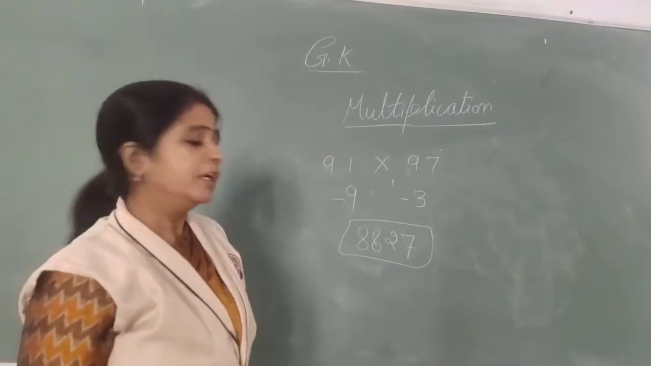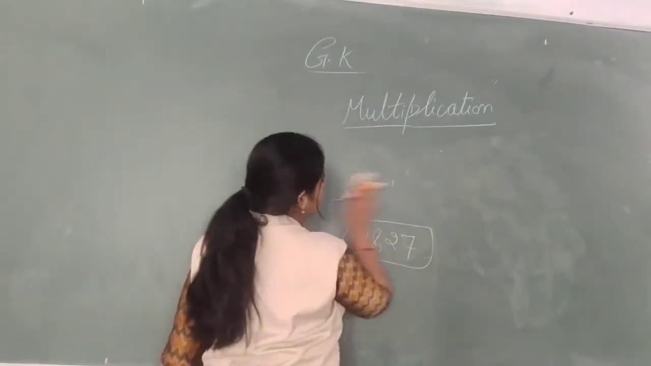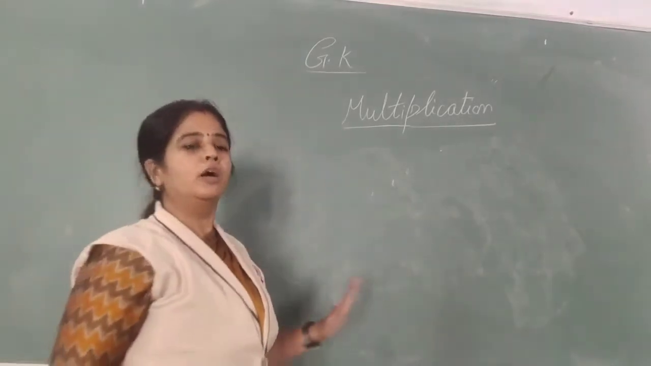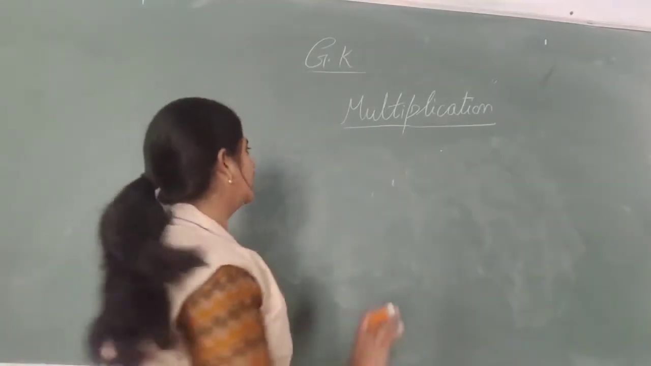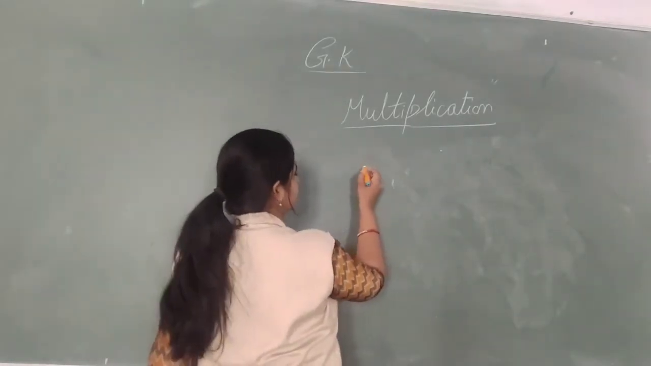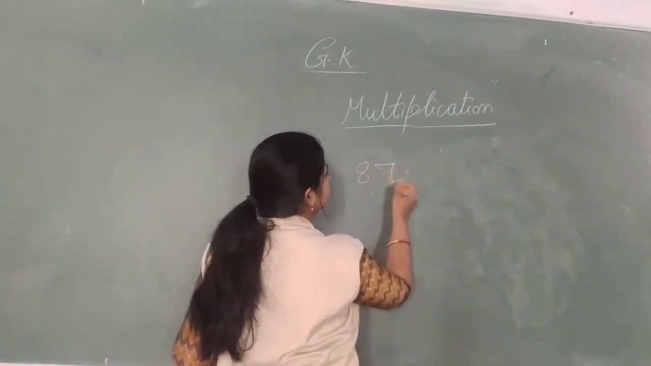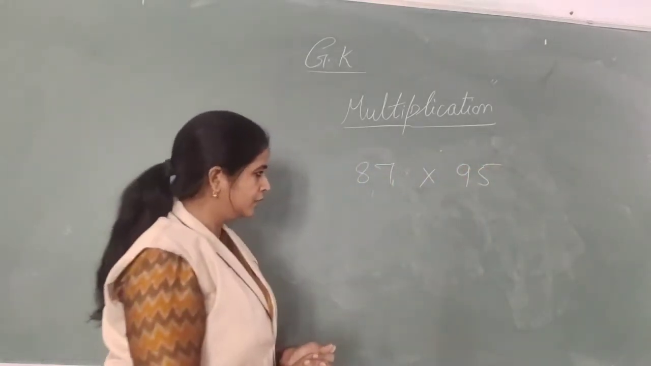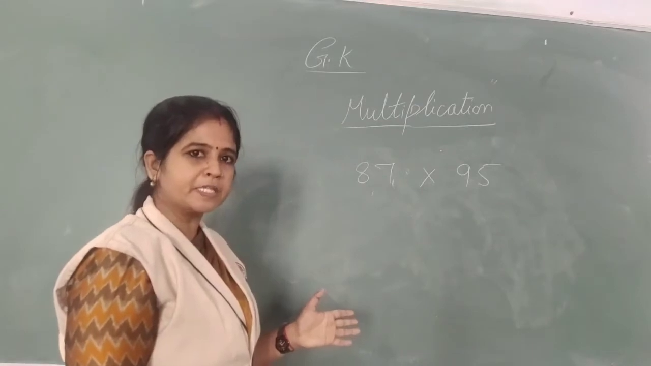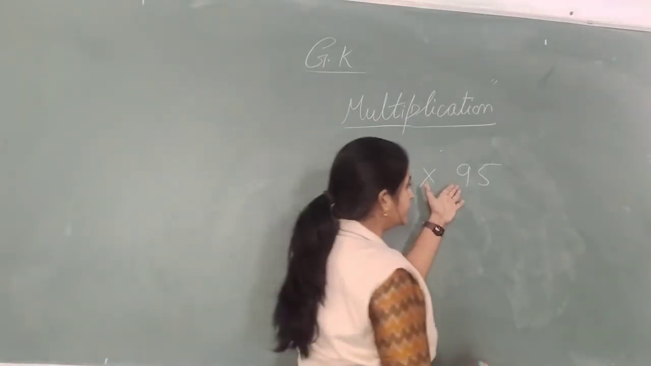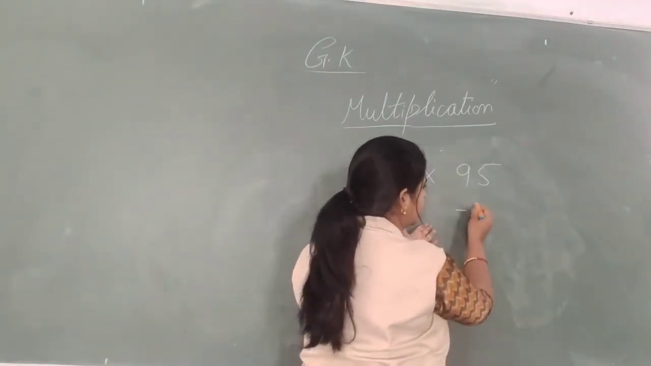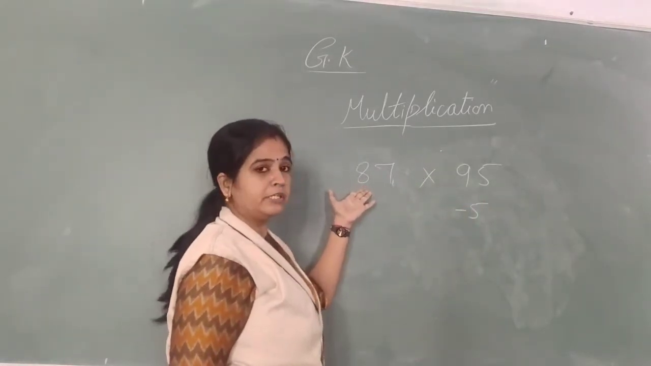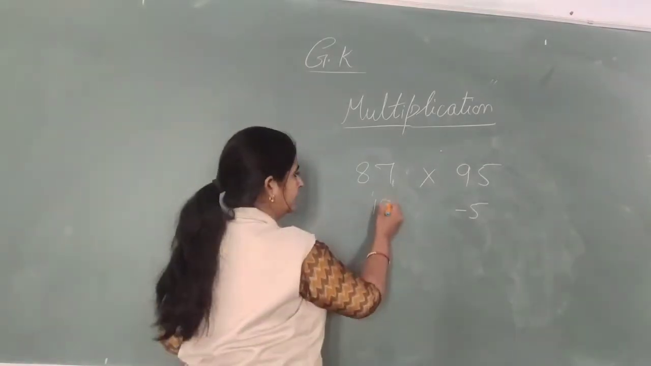Okay. Now take some complex numbers to solve so that you can be clear that on all the numbers you can apply this method. I am taking 87 multiplied by 95. Okay, first step, the same step is there. Subtract 95 from 100, you will get minus 5. And when you subtract 87 from 100, you will get 13.